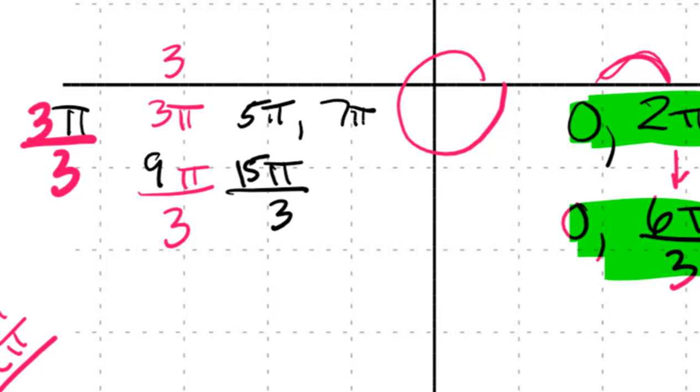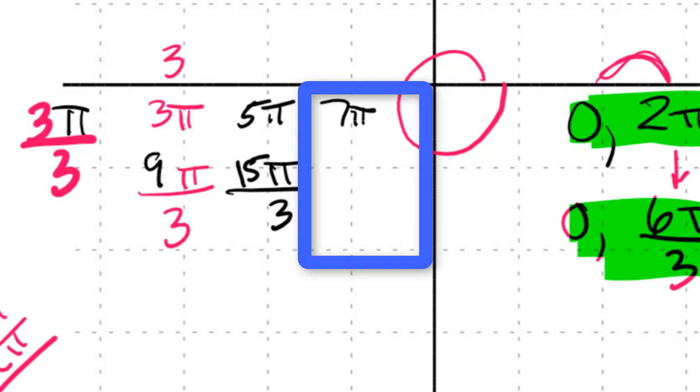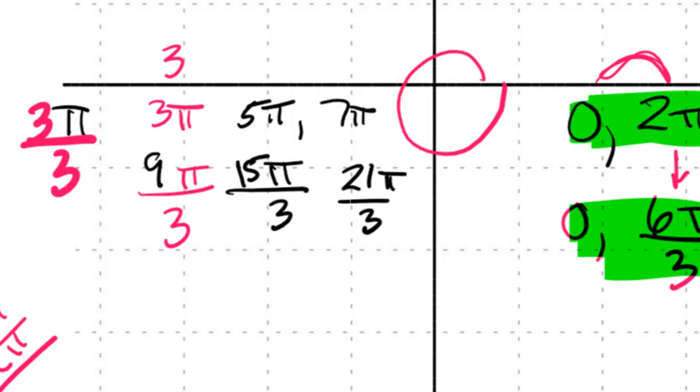Next one would be 7 pi. And then, of course, you should know what divided by 3 gives you 7, and that would be 21. So we'd have 21 pi over 3 would be the same thing as 7 pi. All right, and that's not too bad for the ones that are on the x-axis.